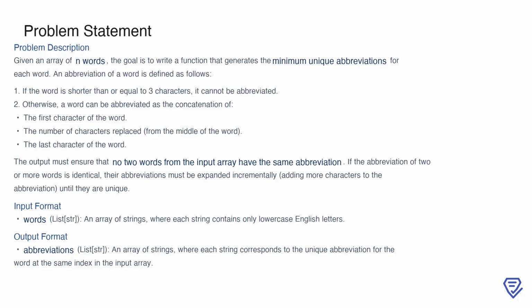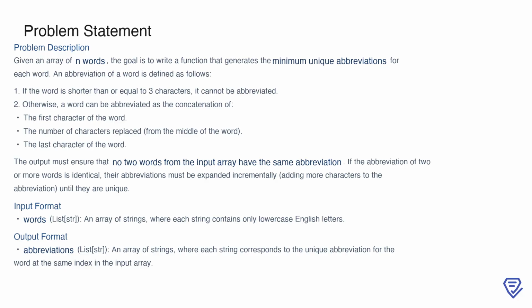An abbreviation for a word is created by taking the first character, the last character, and replacing the characters in between with the count of those replaced letters. However, if a word has 3 or fewer characters, it cannot be abbreviated. There's an important constraint: no 2 words in the input array can share the same abbreviation. If any abbreviations conflict, they must be expanded incrementally by adding more characters until each abbreviation is unique.